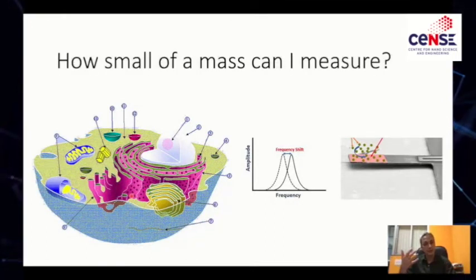And what we do is we try to ask simple questions. Whether the answer is simple or not, I don't know. But we ask, how small of a mass can I measure? What is the best that we can do? Because you want to do these mass measurements, the next thing you ask is, how small of a mass can I measure? Can I measure less than the hydrogen atom that I showed you? What kind of precision can I get?